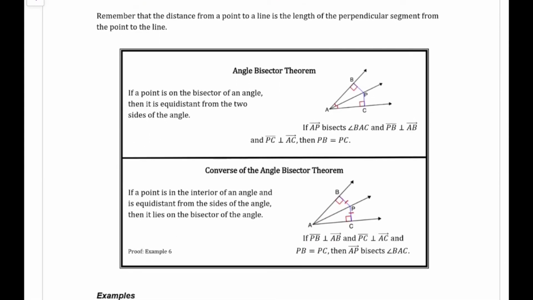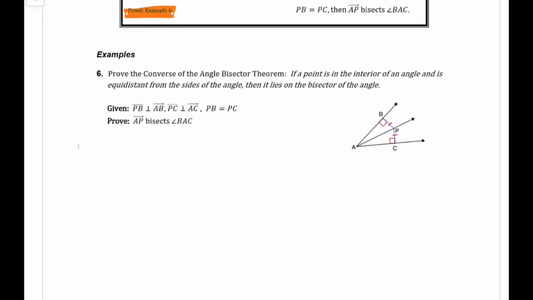Okay, we have some more theorems. We have the angle bisector theorem. So remember, a distance from a point to a line is the length of a perpendicular segment from the point to the line. So if we have a point on the angle bisector, then it's going to be equidistant from two sides of the angle. The converse says if a point is on the interior of an angle and is equidistant from the sides, then it has to lie on the angle bisector. We're going to prove this in example 6. We're going to prove the converse of the angle bisector theorem.